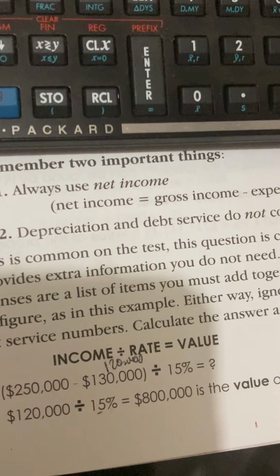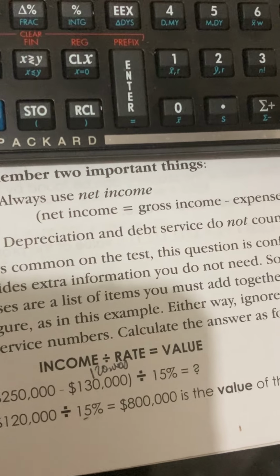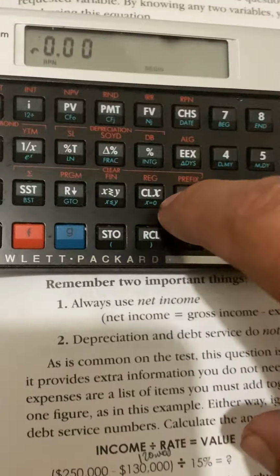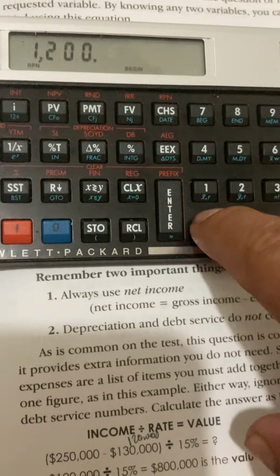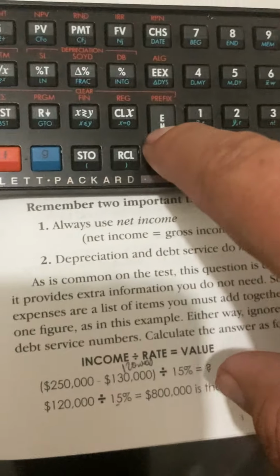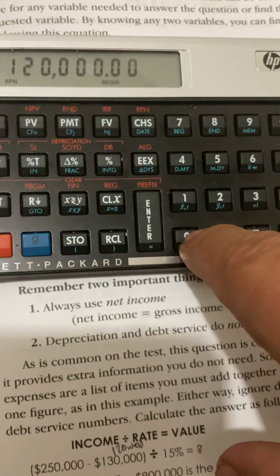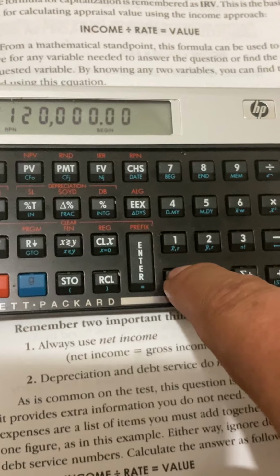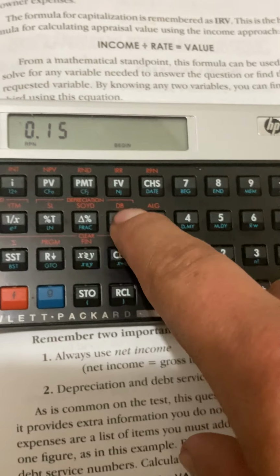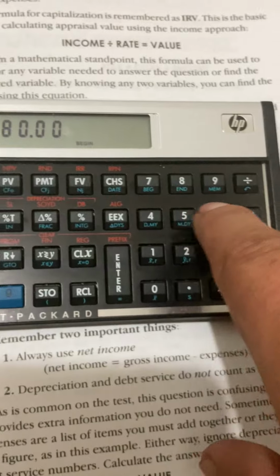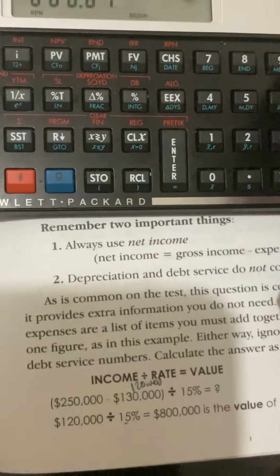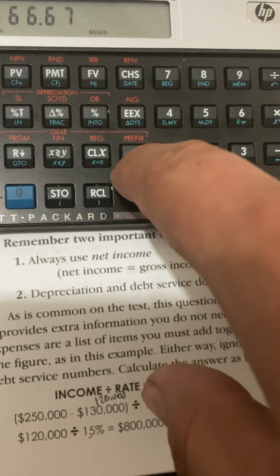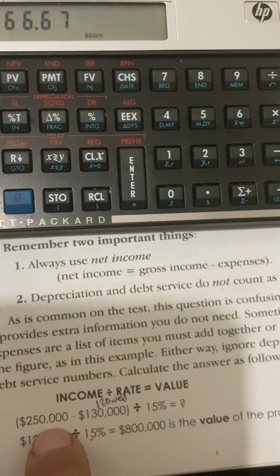It says $120,000 divided by 15% equals $800,000 is the value of the property. That's what your answer should come to. So we're going to work this out until we get this. $120,000, enter, divided by 15%. Let's try this out. 15% is 180. Divide, no, I'm not getting that. Divided by 15%. That doesn't sound right.